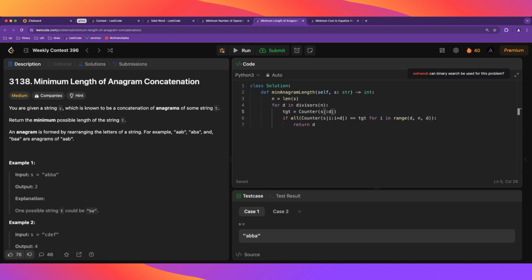Can binary search be used for this problem? Binary search on what? I don't think you can, because it's not monotone, right? If it's true for a divisor, it doesn't mean that it's true for the smaller divisors, right?